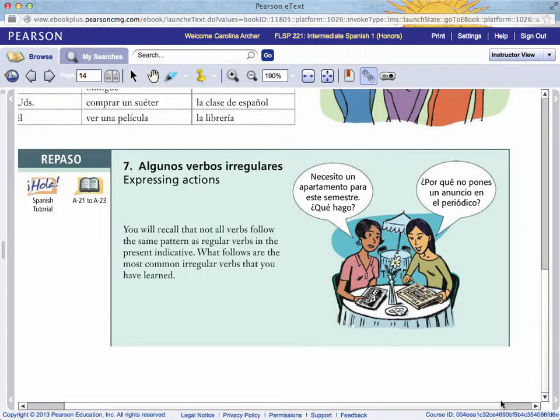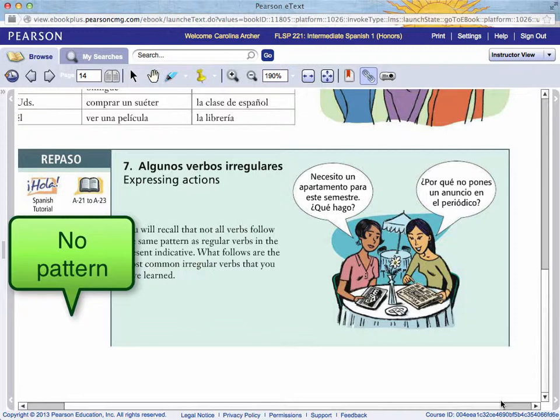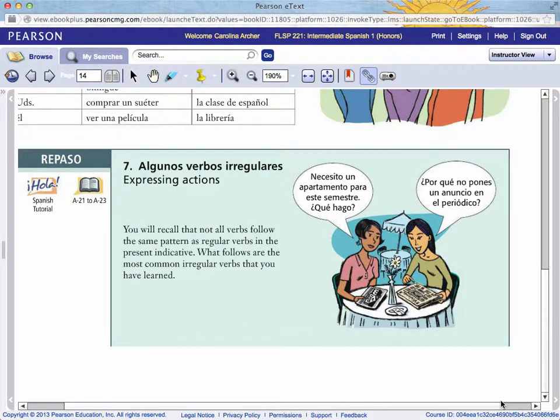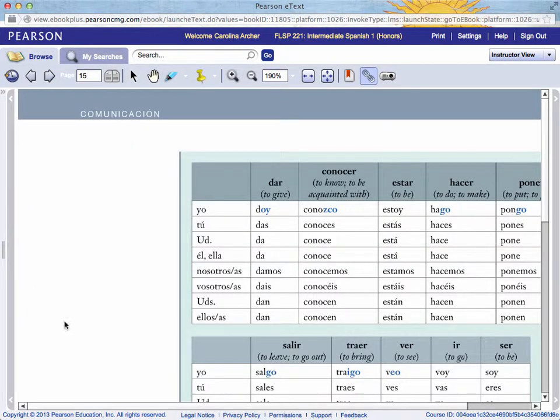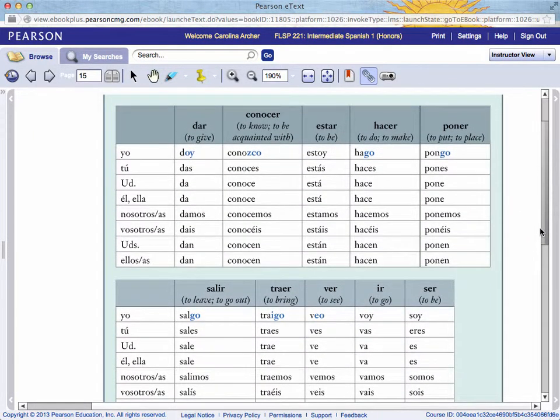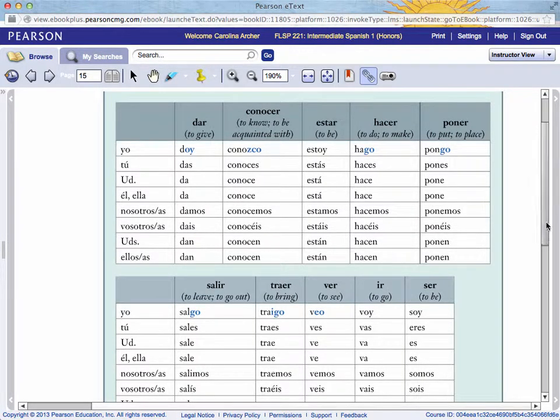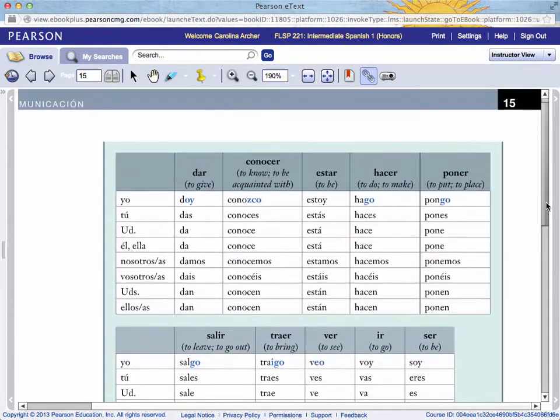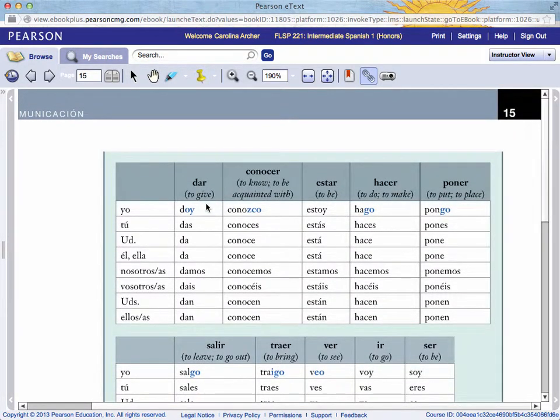Verbos irregulares are the verbs that do not follow the same pattern as regular verbs in the present indicative, okay? Here are some of the most common irregular verbs that we have learned so far. And these are verbs that, since they don't follow a pattern, we just have to learn how they work, okay? And we try to put them in groups that make sense, but bottom line is that you need to just learn them, okay? The first group here are verbs that are irregular only in the yo form, okay? In the yo form. The rest of the persons conjugate in the regular way that we just learned before.